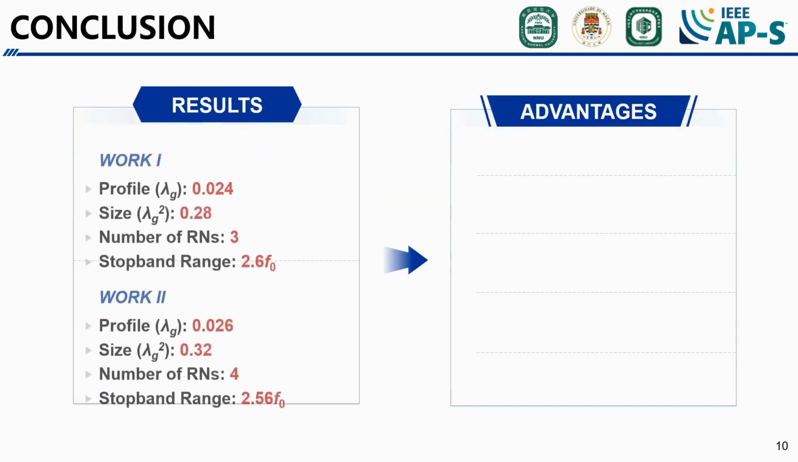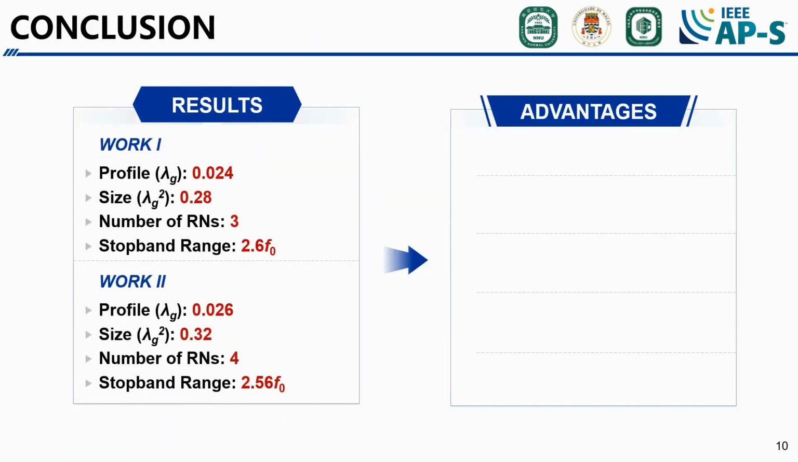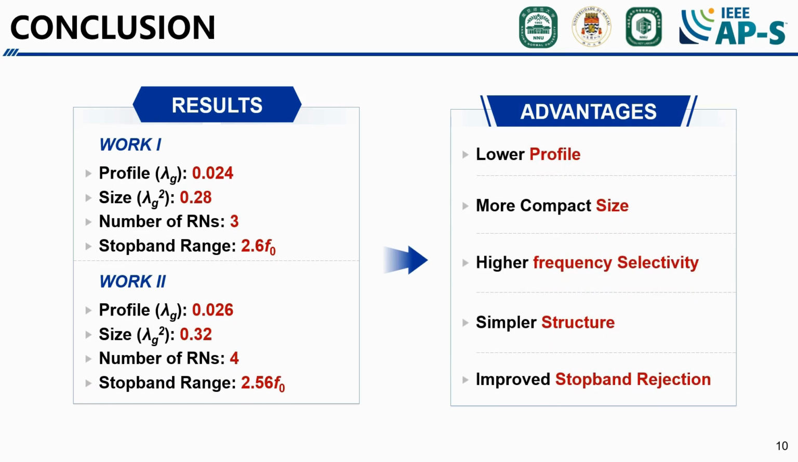In conclusion, we have listed several key indicators for the two works. The Filtennas proposed offer the following advantages: lower profile, more compact size, higher frequency selectivity, simpler structure, and improved stop band rejection.